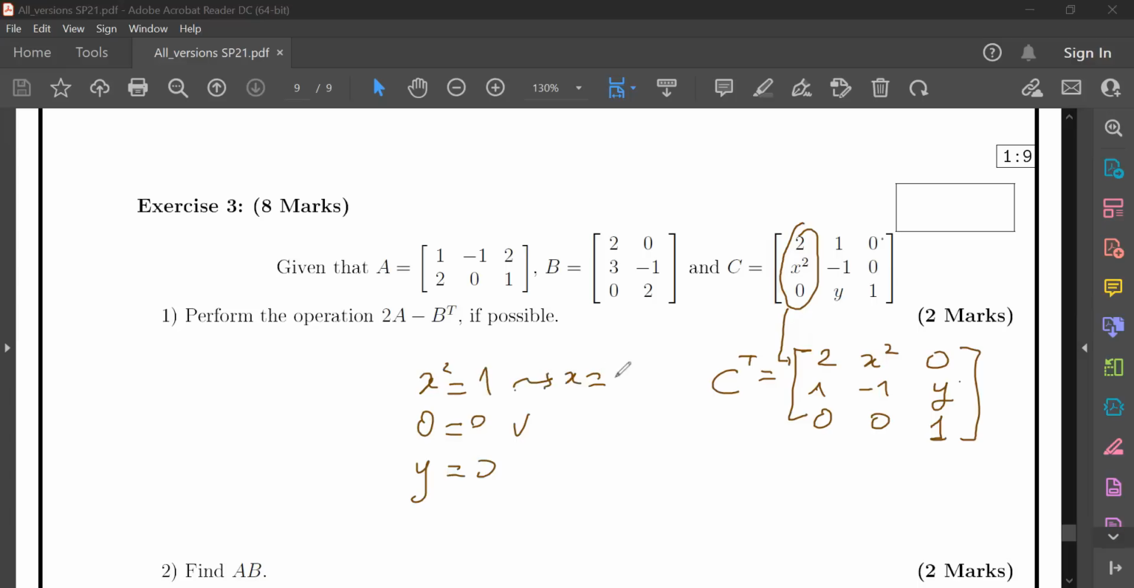So x is plus or minus 1. Don't forget plus or minus, and y is 0. This is the essay part of the final exam of last year.